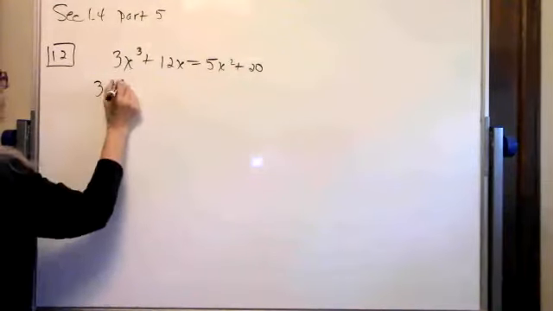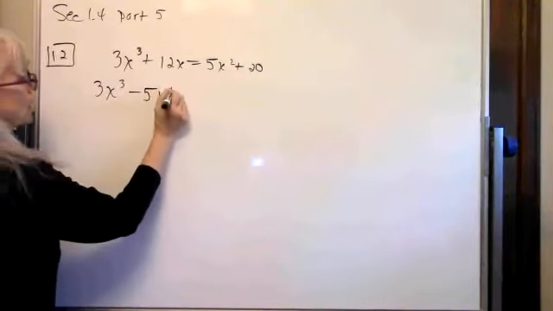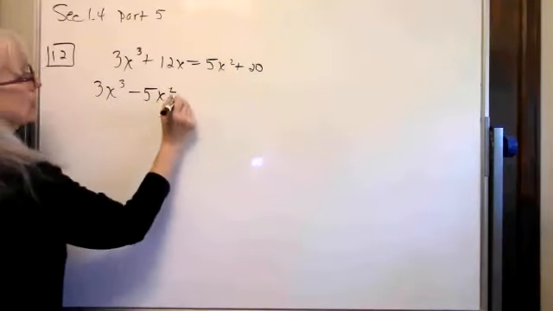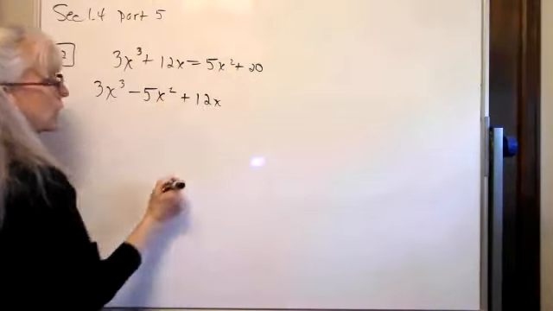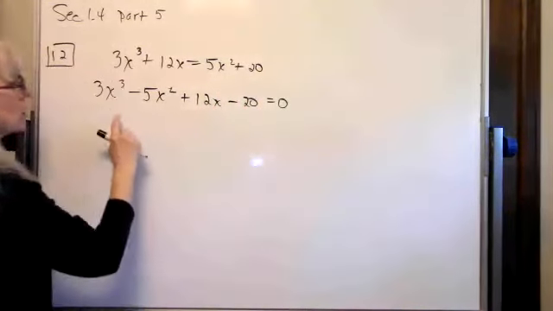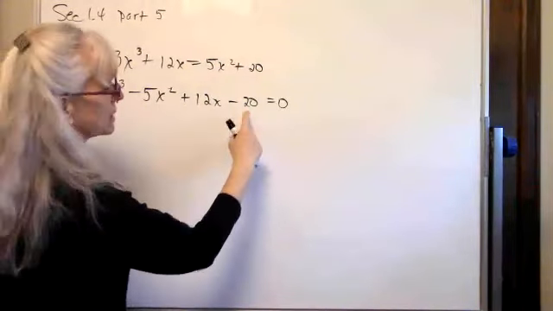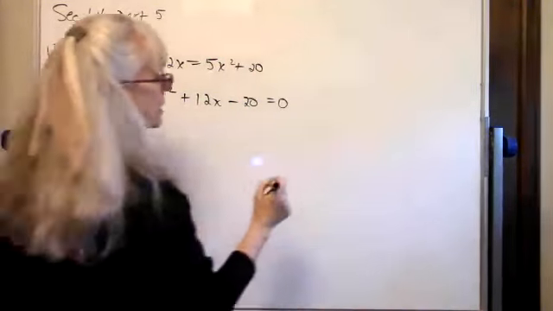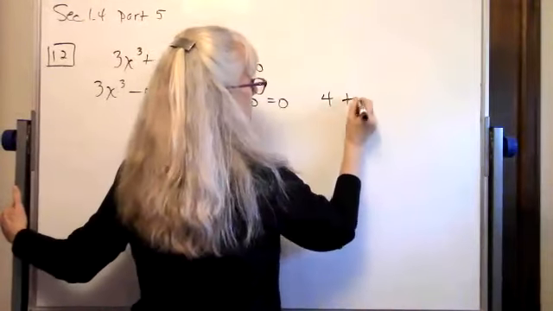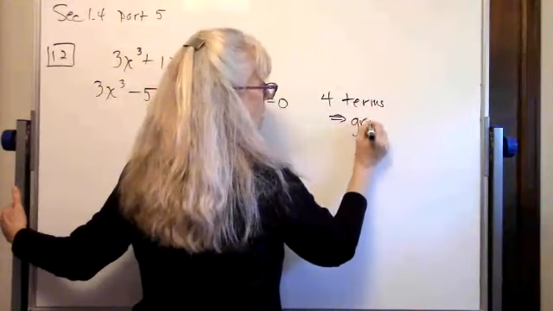So I'm going to keep the 3x cubed as the first term. When I bring over the 5x squared, it will become negative, and I'm going to put it next. I'm going to keep the 12x as term 3, and then I'll bring over the 20, make it negative, equal to 0. So now they're in descending order. x cubed, x squared, x, and then x to the 0, or no x, basically. This time we're going to notice we have 4 terms. And anytime I have 4 terms, I'm going to try grouping.